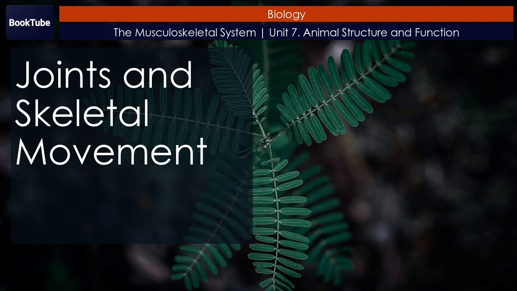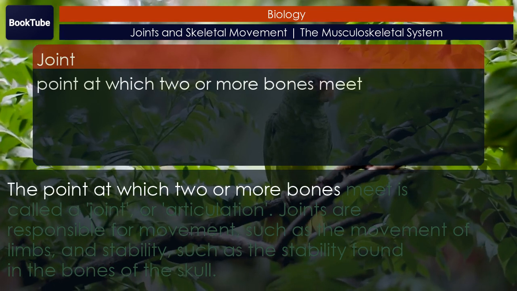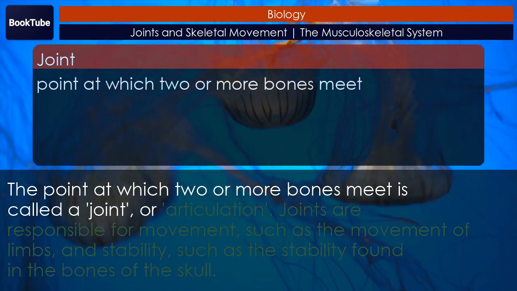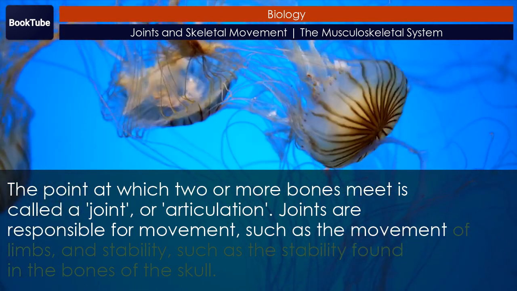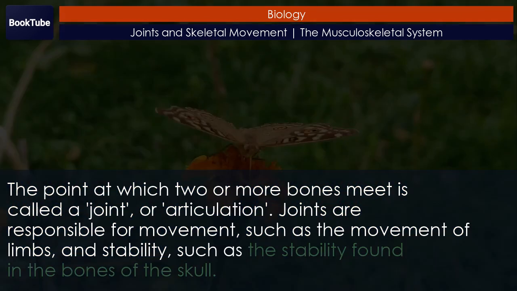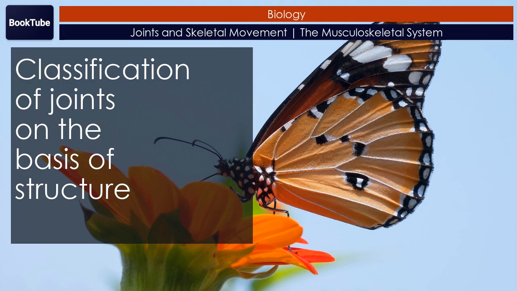Joints and skeletal movement. The point at which two or more bones meet is called a joint or articulation. Joints are responsible for movement, such as the movement of limbs, and stability, such as the stability found in the bones of the skull.